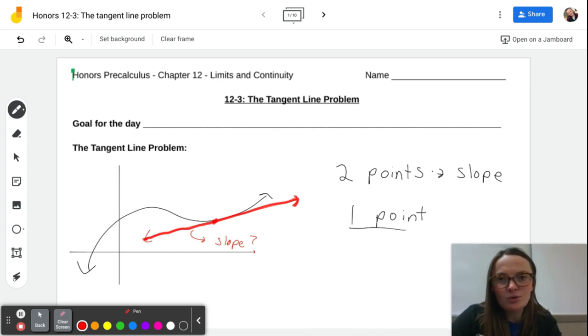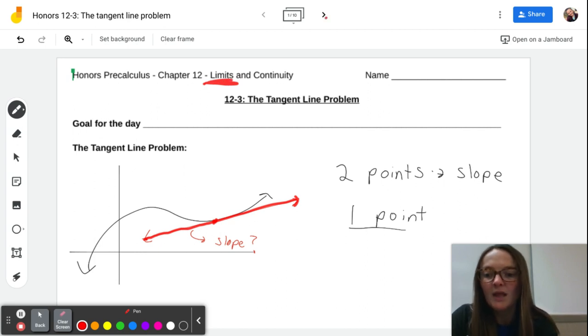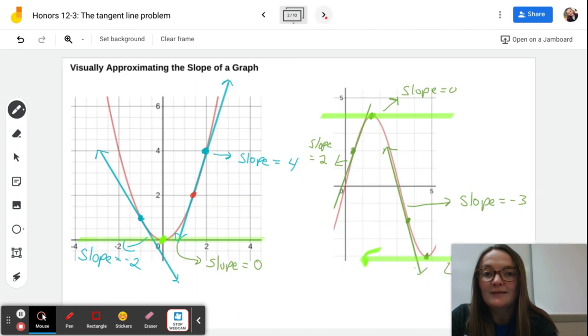What's really cool about this tangent line problem is it's basically asking, can you figure out the slope if you only know the equation of the line and a point? Traditionally, we know how to find a slope using 2 points. But to find a slope using just 1 point and an equation, we probably don't know how to do that quite yet. So we're going to talk about how we can connect limits to this tangent line problem. All right, let's keep going.